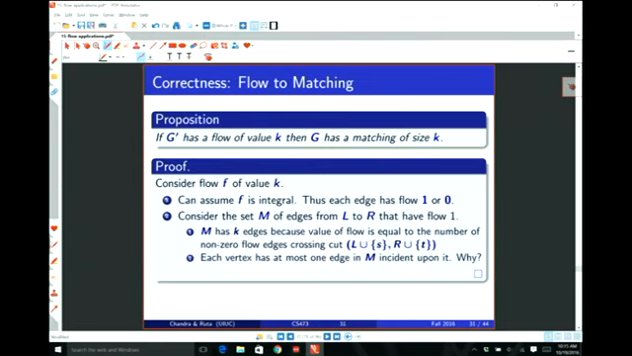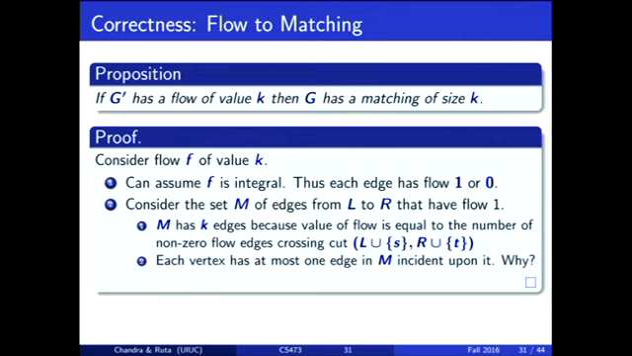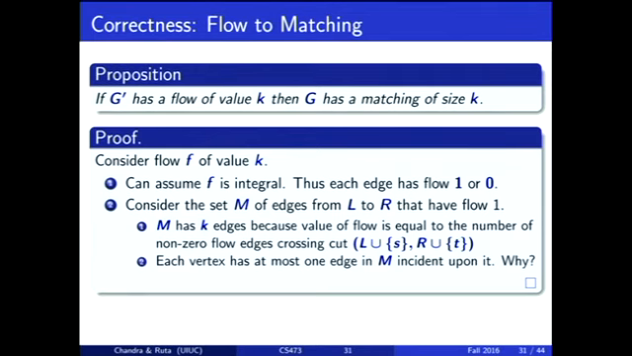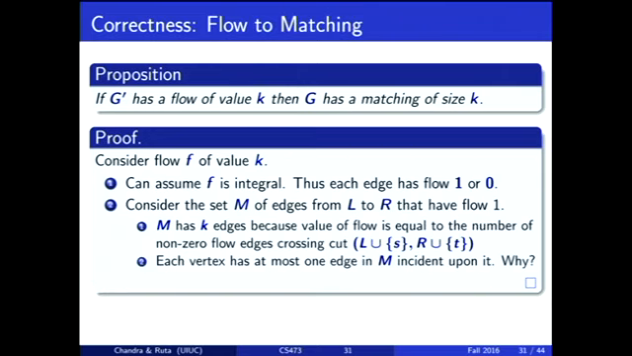The other direction is that if G prime has a flow of value k, then there's a matching of size k. Why is that? This is basically saying it's an integer flow, and we can compute k edge-disjoint paths between S and T because it's a unit capacity graph.